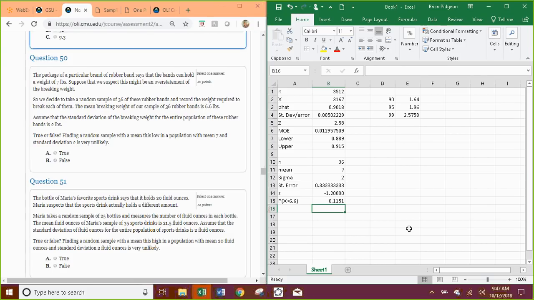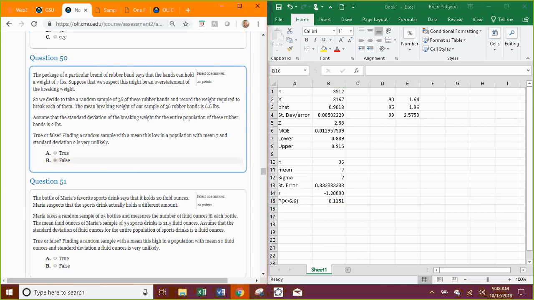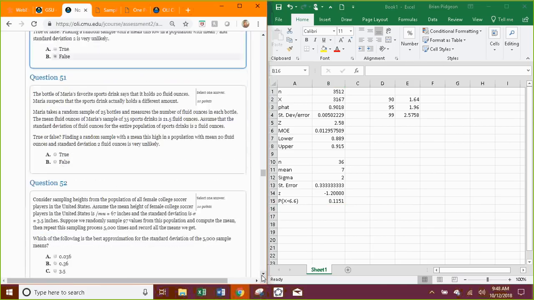Well, what this probability tells us is that if the mean of the distribution really is 7, and there really is a standard deviation of 2 in that population, there's almost a 12% chance that we would get a mean less than 6.6. So getting a mean of 6.6 actually isn't very unlikely. So that's going to be false.